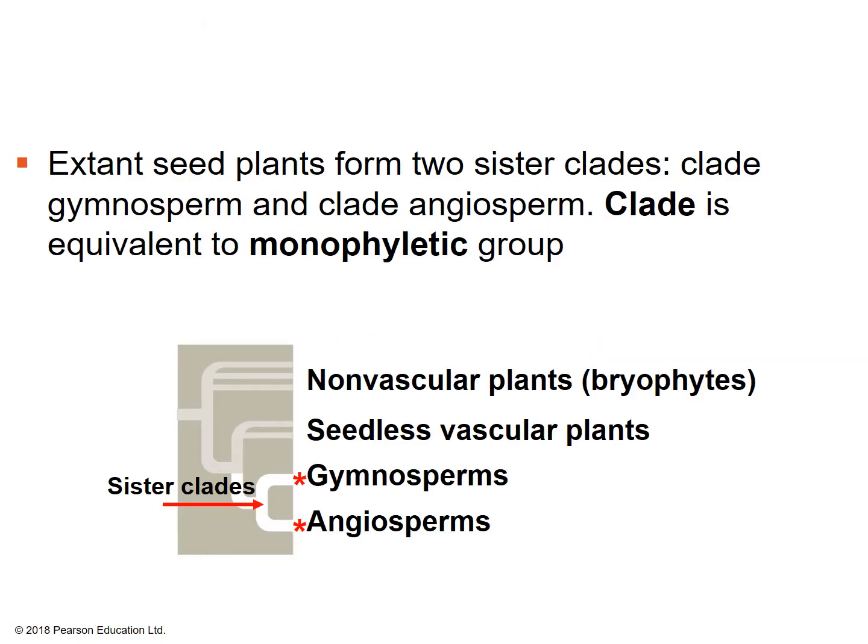Extant seed plants form two sister clades, clade gymnosperms and clade angiosperms. Clade is equivalent to monophyletic group. A monophyletic group or clade should have a common ancestor. This is the common ancestor for these two groups.